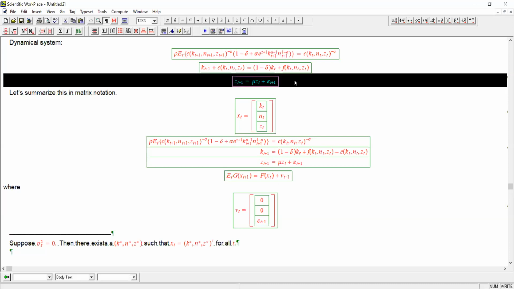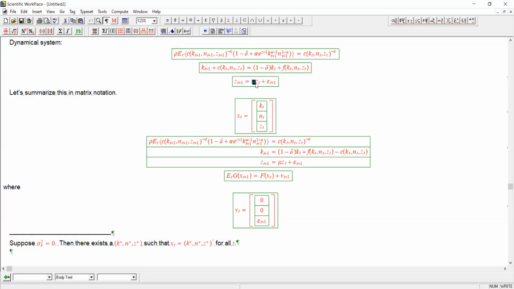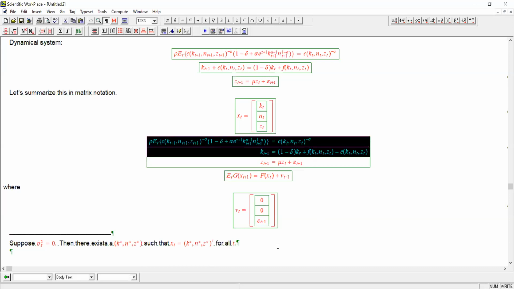If you look at this, we know that z star is going to equal 0, assuming that mu is inside the unit circle. And the values of k star and n star can be readily found by using these equations and just erasing the time subscripts. You could use fsolve or f0 in MATLAB to do that, but the calculations are fairly straightforward. You could probably do them by hand or in Excel.